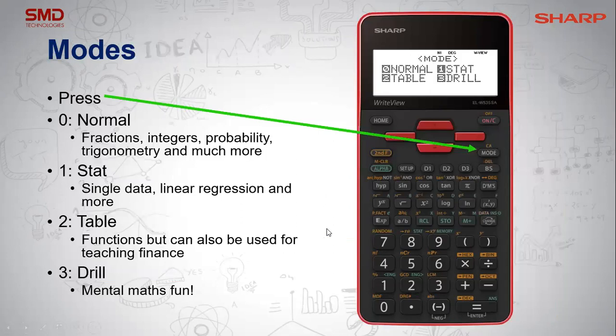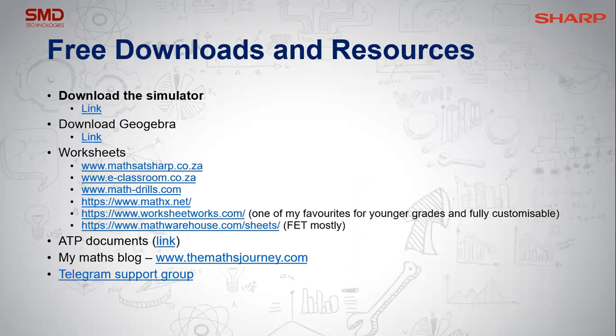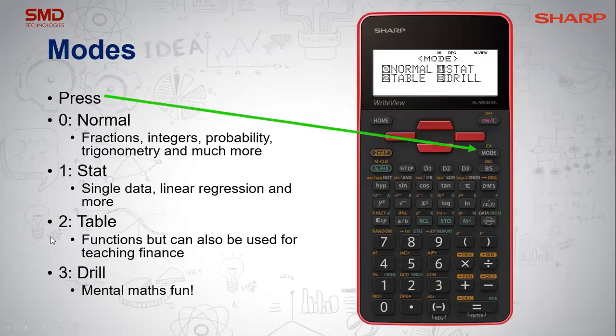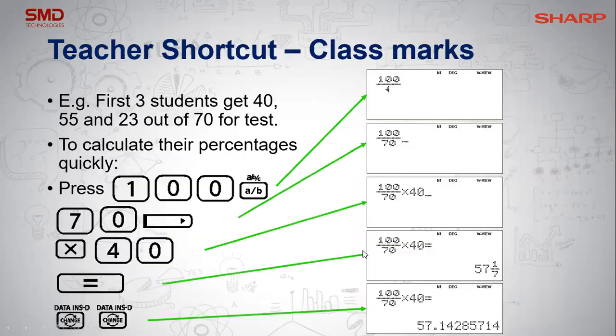Now, we have 4 different modes on the calculator: normal, stat, table, and drill. Normal does things like fractions, integers, probability. It does percentages, which is important for you. We've got statistics, and it does basic stats. It's got a table mode, which is really great to use for break-even analysis as well. And then, of course, drill for mental maths.